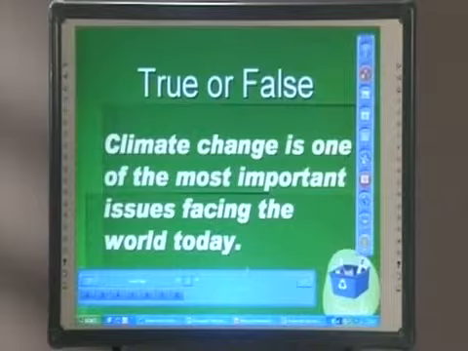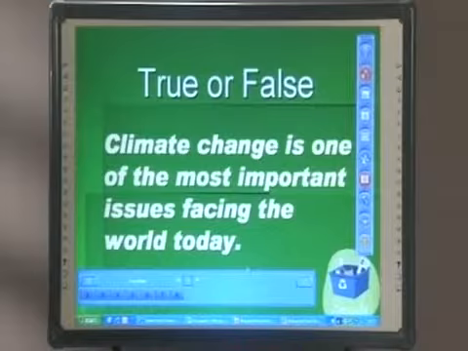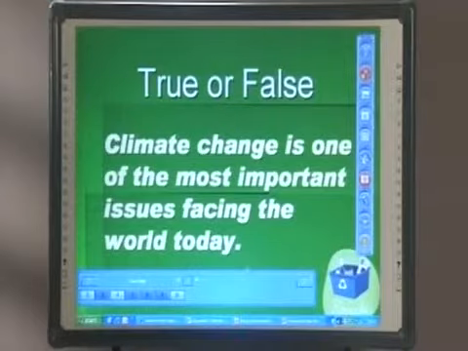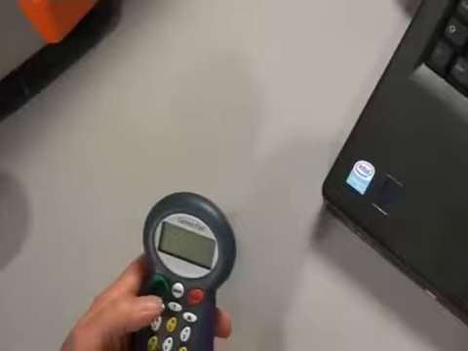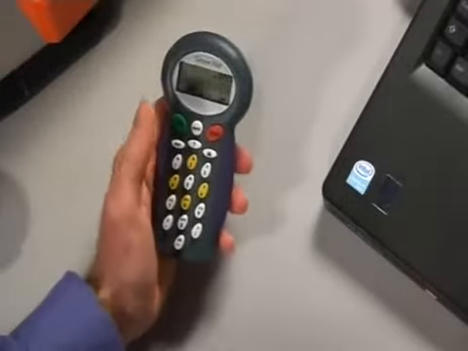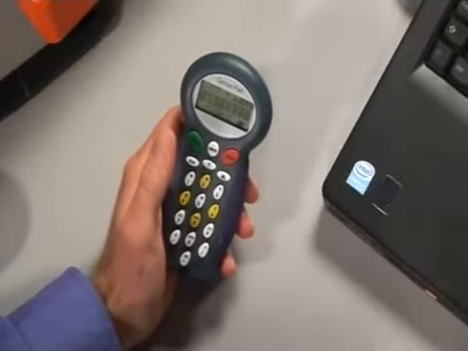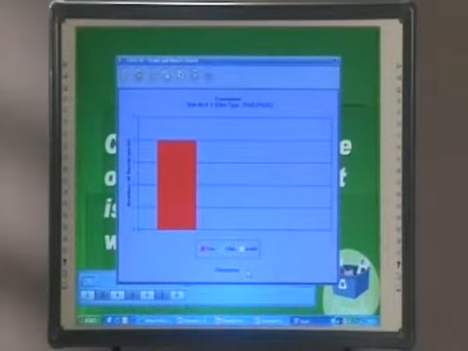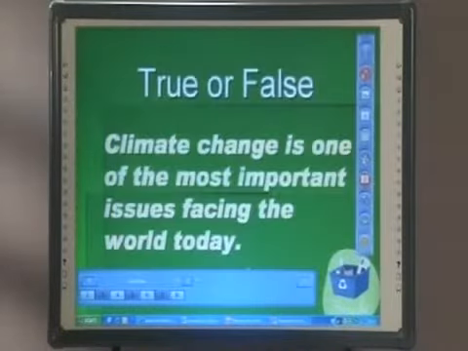So I can say at this point, right, okay, can you say whether you think climate change is one of the most important issues facing the world today? And answer true or false. So we've got some responses there from the handsets that are currently active, as you can see. And once again, using the teacher handset or using the toolbar on here, if I was on my interactive whiteboard, I can bring up a graph of the results and the responses that you've given me back. Four people all thought yes.